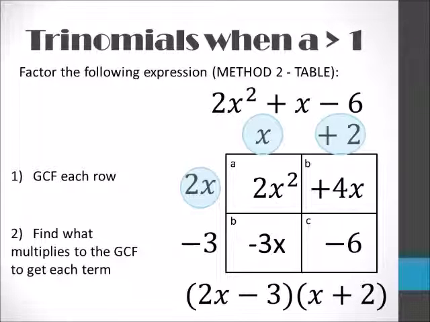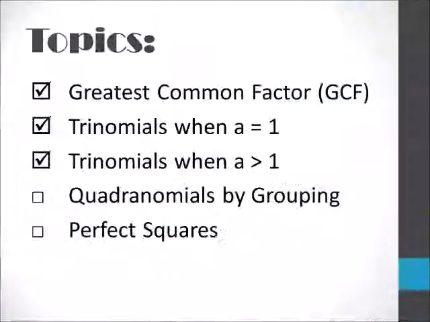So now we group, and our final expression in factored form will be 2x minus 3 times x plus 2. And that covers trinomials when a is greater than 1.